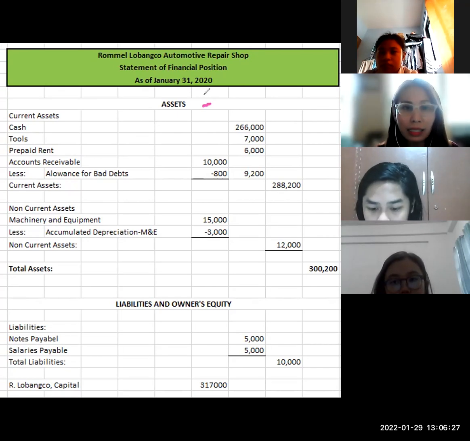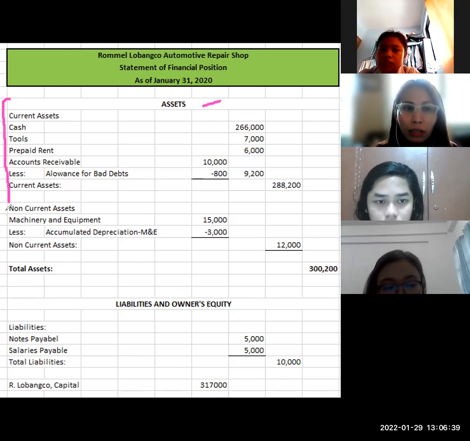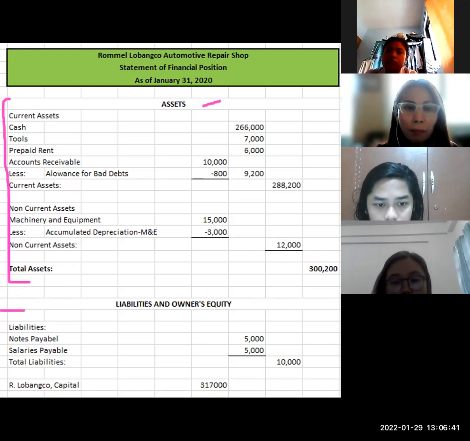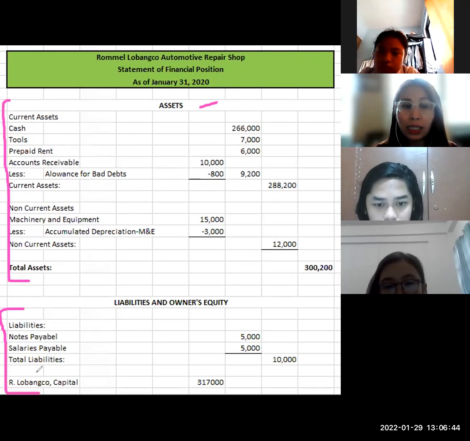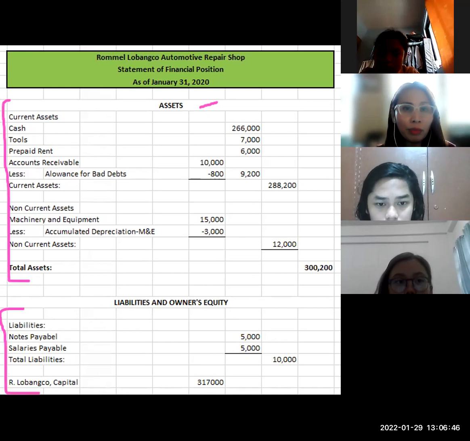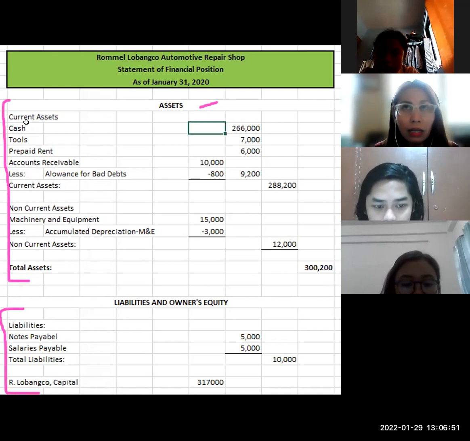Okay, and then assets, unang row, and then divided into two yan. Assets andito sa unang part, and then liabilities and equity sa second part. Okay, next. The assets can be subdivided into two types, which is the current asset and the non-current asset.